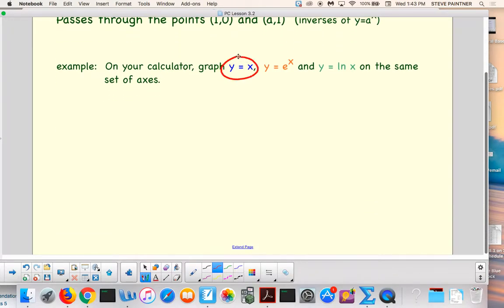I want you to do this. Would you graph this? Would you graph that? Would you graph this? This is exponential. This is logarithmic. This is linear. Okay, exponential, log, do it. One of them you can do without your calculator. Which one? Y equals X is linear. That should be an easy one.